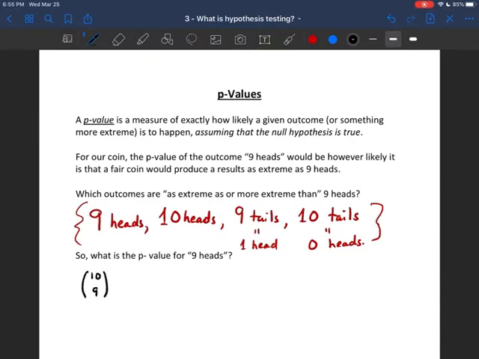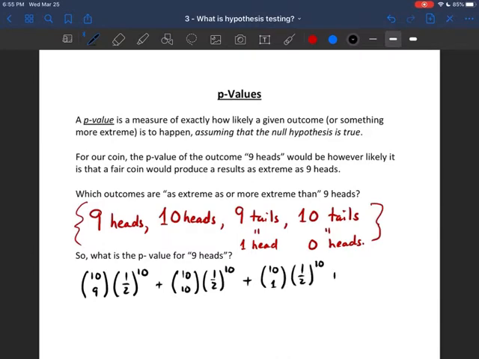So the 9 heads would be 10 choose 9 times 1/2 to the 10th power. Right, so there's our combination, our choose coefficients that we've been talking about. The 10 heads would be 10 choose 10 times 1/2 to the 10th power. 9 tails would be 10 choose 1 times 1/2 to the 10th power. And then 10 tails would be 10 choose 0 times 1/2 to the 10th power.